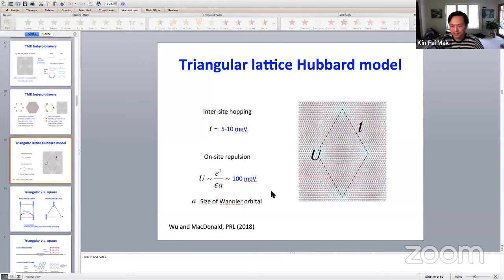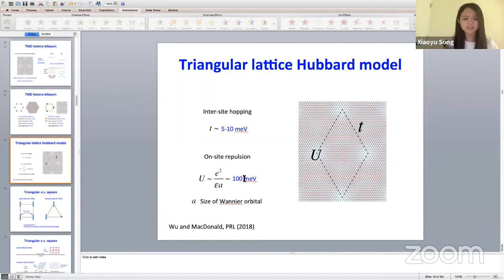So I would say that the Moiré system is somewhat like the AMO system in this sense, that the level of control is much greater compared to conventional materials. And I think this is the most attractive aspect of the Moiré system. And we just discussed how one could potentially tune the U by dielectric screening, right?